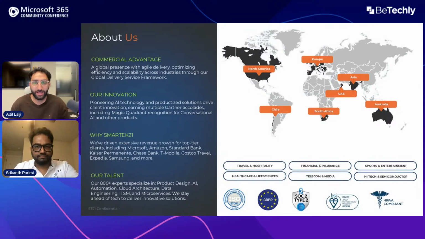We have about 800 plus employees that are experts in product design, AI and automation, custom engineering, cloud architecture, IT service management, etc. The things that we've worked on and the clients that we've had are a lot of Fortune 500 companies. And we have been mentioned in Gartner's Magic Quadrant before. So yeah, we service a lot of different industries, and we have a lot of certificates over the past 20 years. If you want to go to the next slide.